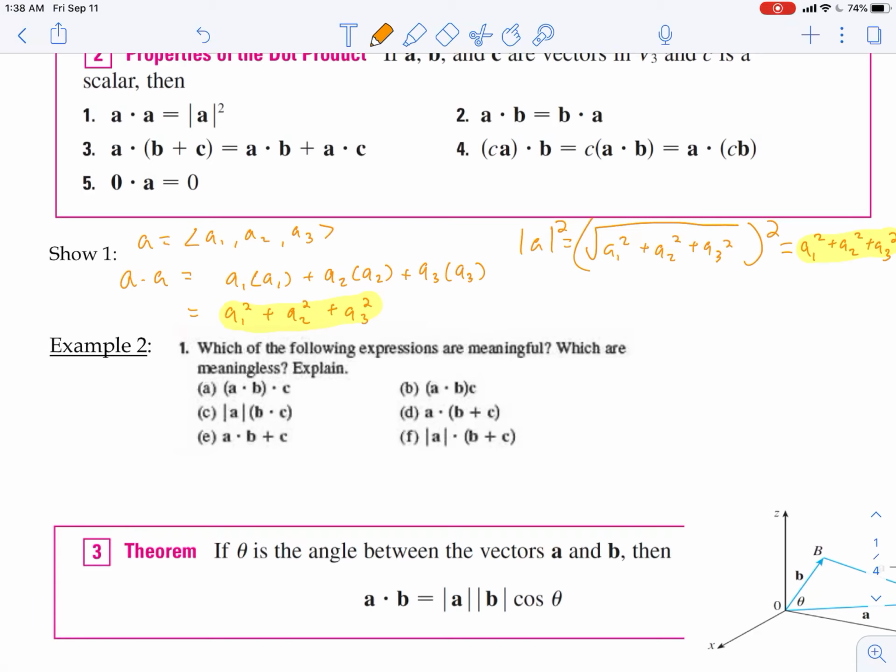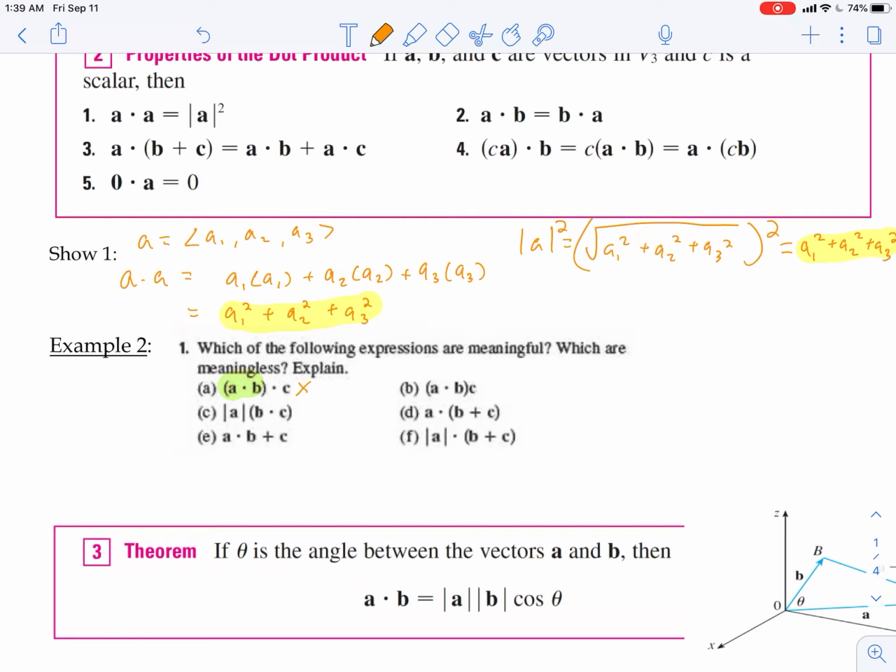So A dot B is going to give us a scalar. And then we want to do a dot product with a vector. You cannot do a dot product of a vector and a scalar. It's because A dot B is a scalar, and then we're trying to do another dot product with it. Again, we can only do dot products between two vectors. So this is meaningless, because A dot B is a scalar and C is a vector, and you cannot do the dot product between a scalar and a vector.